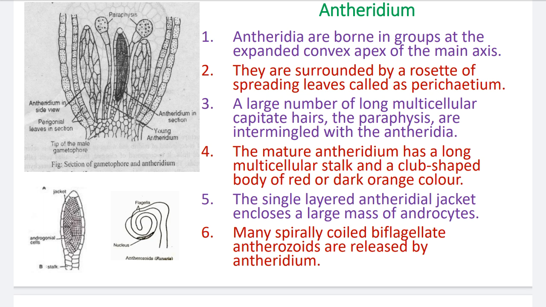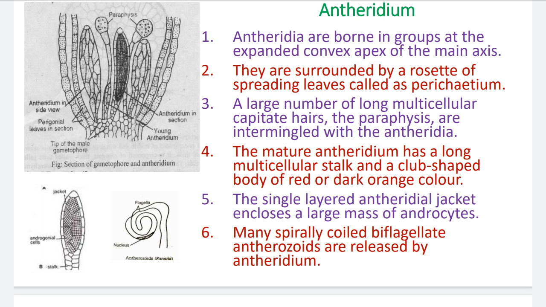Number 3, a large number of long multicellular capitate hairs, the paraphyses, are intermingled with the antheridia. Along with the perichaetium, the paraphyses are also present on the antheridial branch.